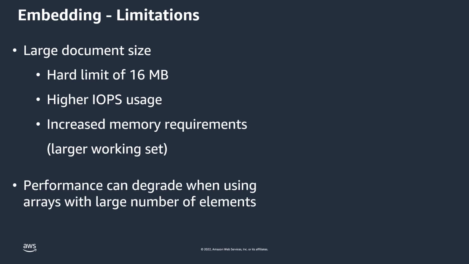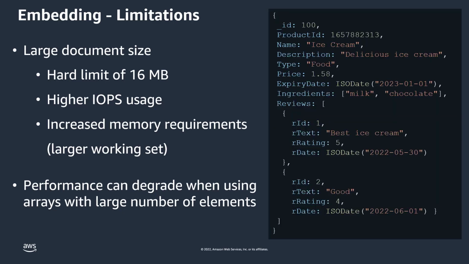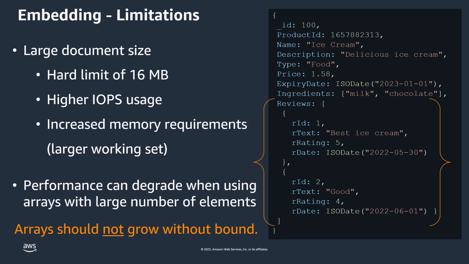Another important downside is that performance can degrade when using arrays with many elements. Let's take a look at this example, where a decision was made to embed the reviews in the product document. Well, imagine this ice cream is becoming very popular. It can receive an unknown number of reviews. That will increase the document size very quickly. So as a rule, arrays should not grow without bound. If you identify a case where arrays can grow without a limit, consider separating that part of the document and applying the reference model, which I will present next.